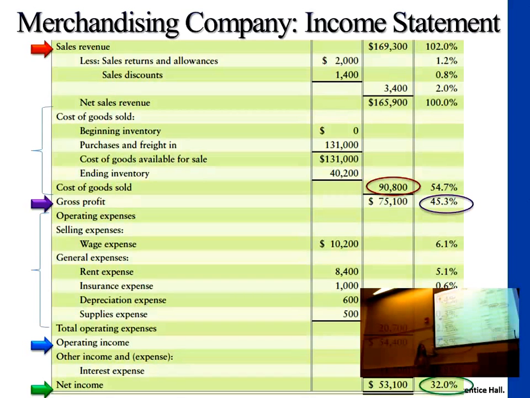But we first of all calculate cost of goods sold. That's the first step. Then we can get gross profit. So gross profit is solely related to the profit after subtracting cost of inventory.